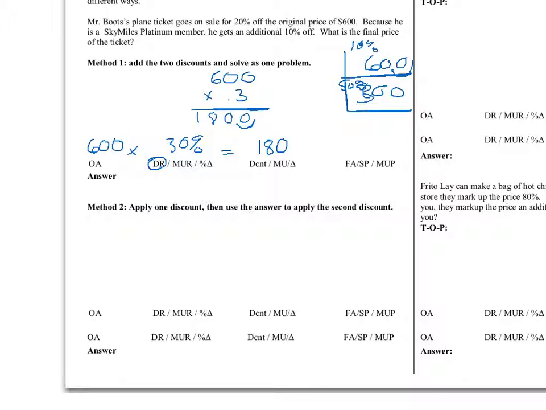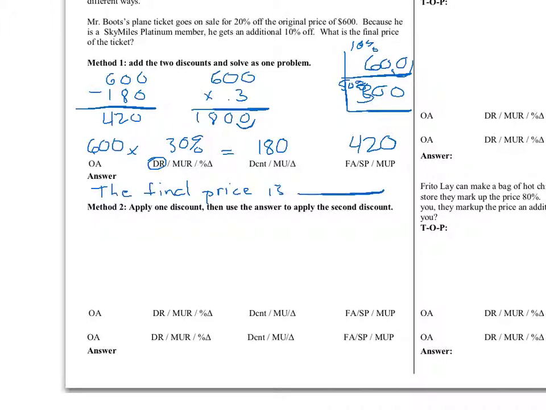And to get my final amount, since this is a discount, do I want to add or subtract? Subtract, all right. 600 minus 180 is going to give me 420. So our first answer says if we do it by method 1, the final price is $420. All right, let's try method 2.